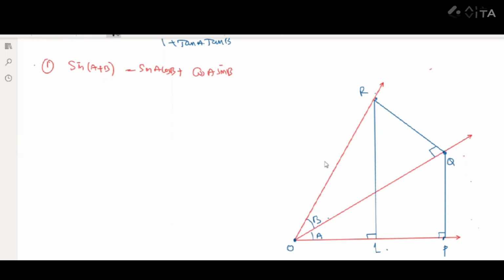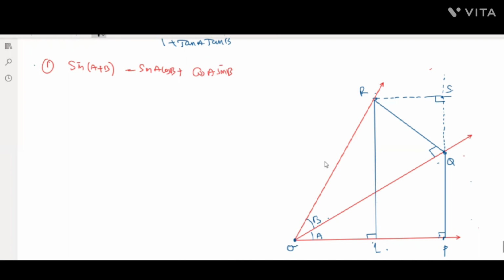Then draw one more perpendicular from R to OQ, and we can extend this one. From here, if you draw one perpendicular to this one, let's think it is intersecting at S. So this is one right angle. If you observe clearly here, one right angle triangle is OLR, one is OPQ, one is OQR, and one more is RSQ. So in total we have four right angle triangles.